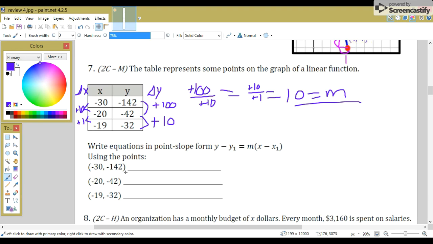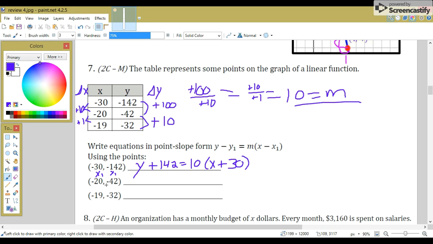So now we're going to use the points. -30, -142. So this is x1, this is y1. Plug it into the formula. y minus y1, which is -142. The two negatives make a positive, so you put y plus 142 equals our slope 10, parentheses x minus -30. So we have x plus 30. And that's our point-slope equation for this point.